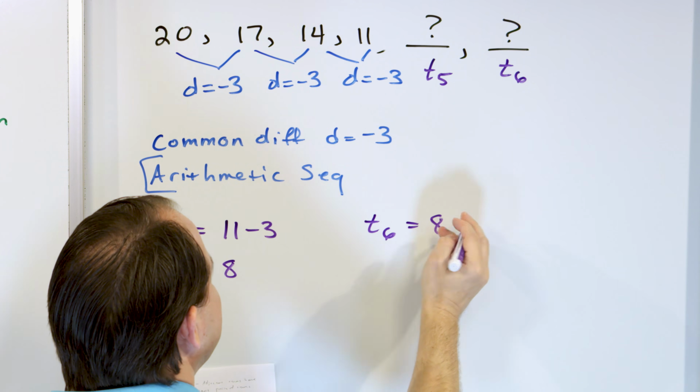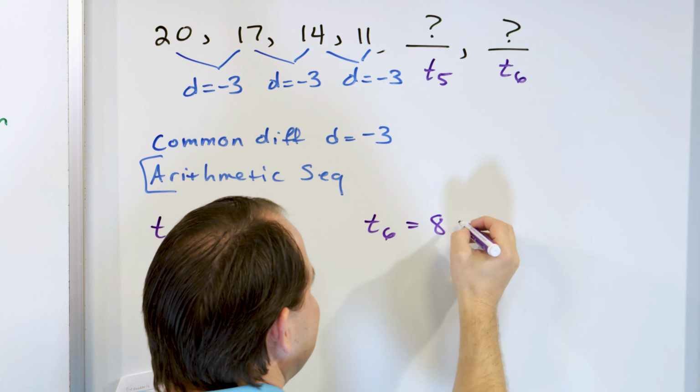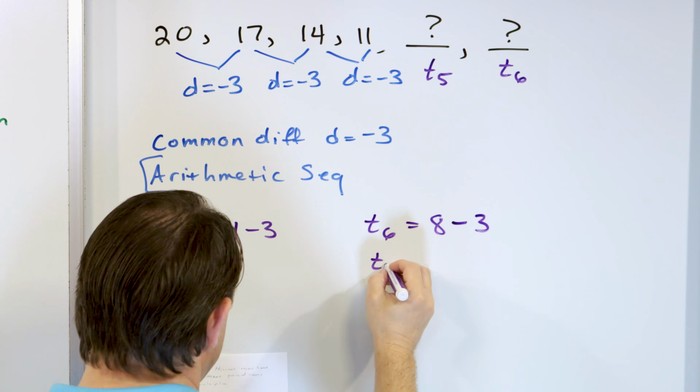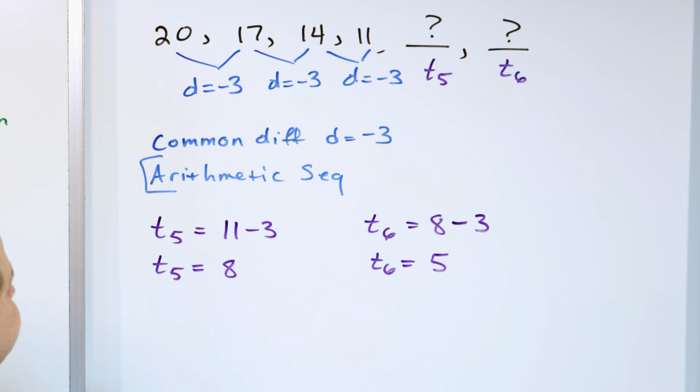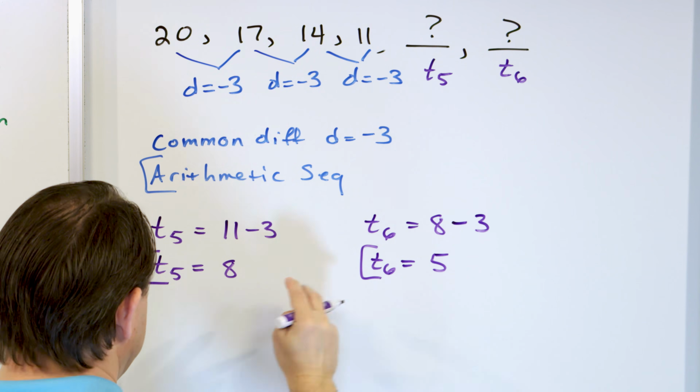So it's 8, but then I have to add that common difference. The common difference is negative, so it's really a subtraction. Term number 6 is 5. So that's what you get right there, 8 and 5.